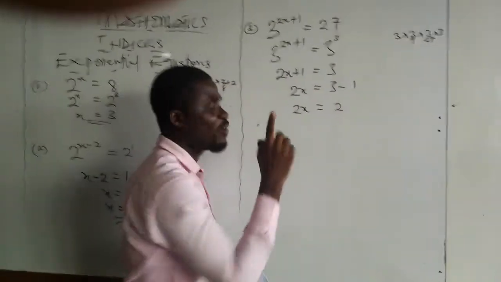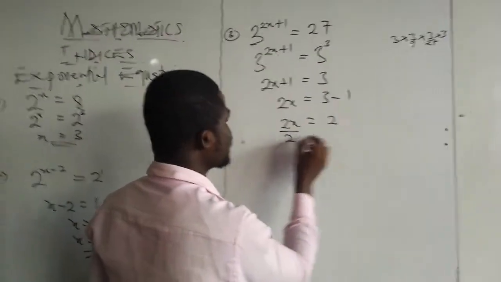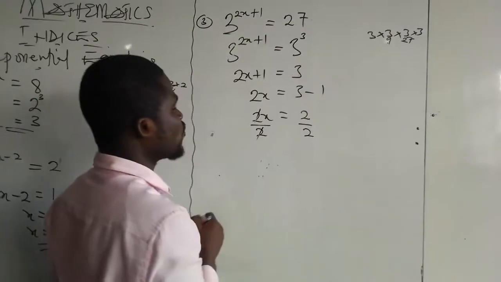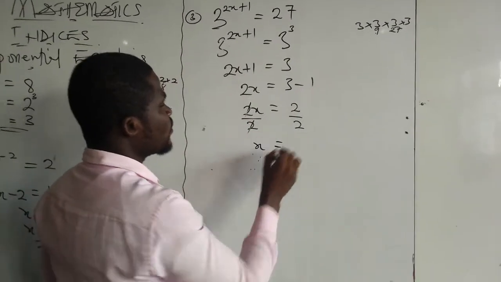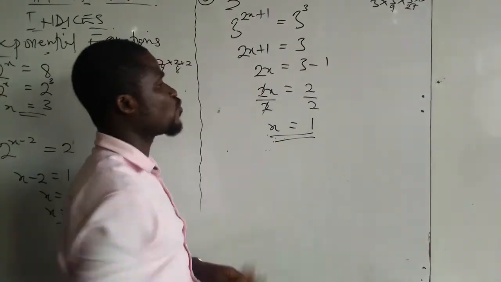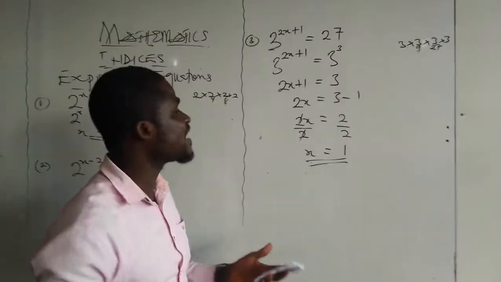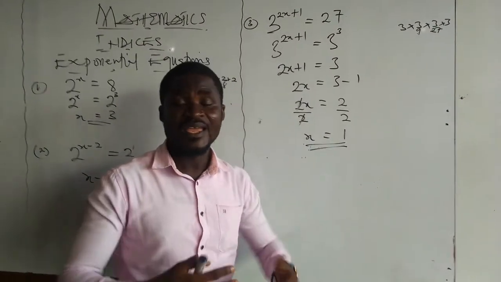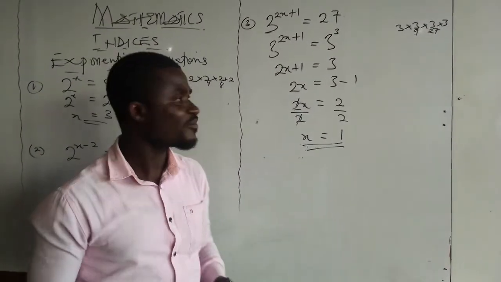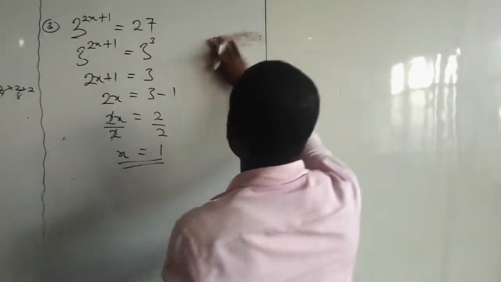So you are going to divide both sides by the coefficient of x. So we are going to have 2. 2 cancel 2. 2 divided by 2 gives us 1. So our final answer is 1. So this is how you are going to solve exponential equations involving indices. So take note. Now let's try the next example.